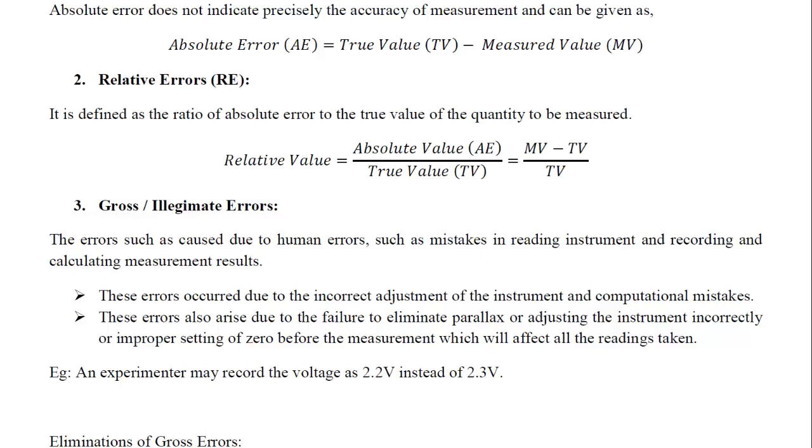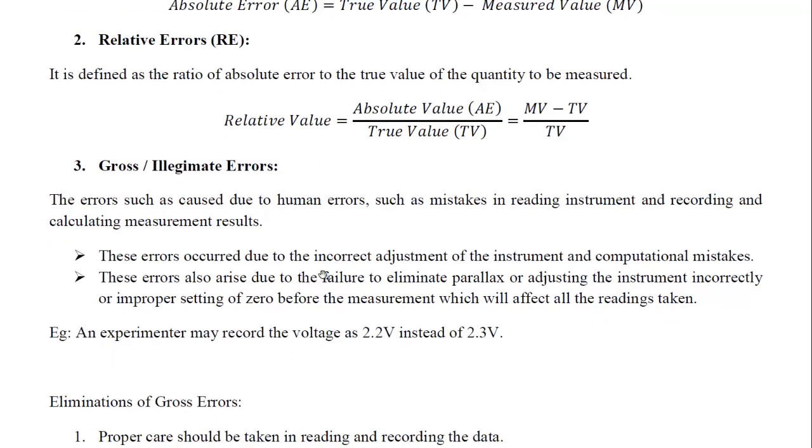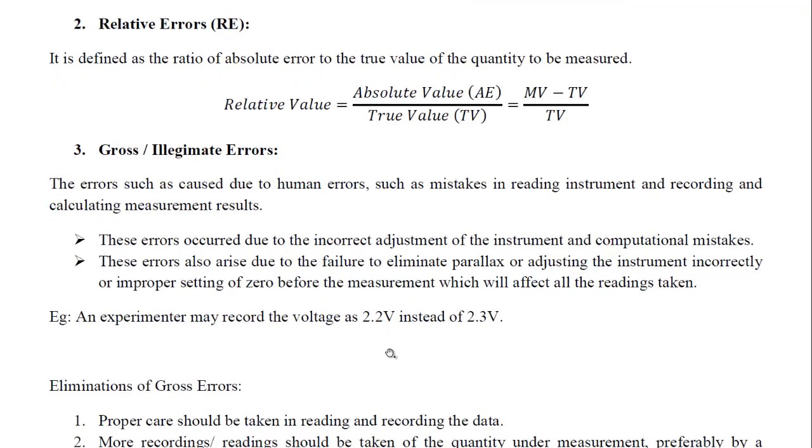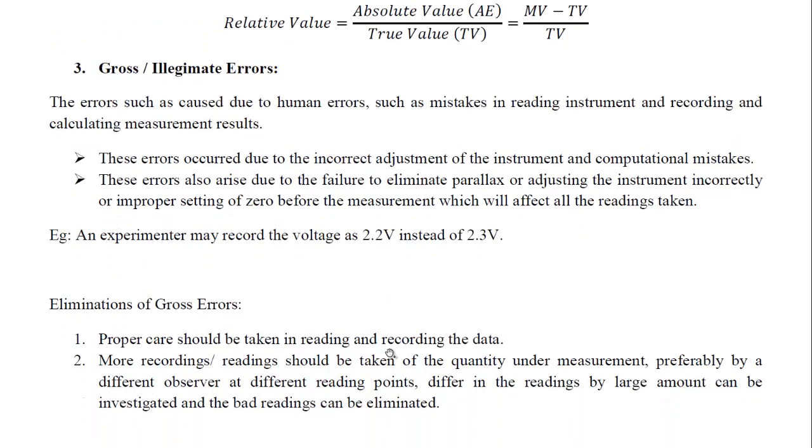There might be some errors, and these errors happen due to human negligence. One more error of this type can be improper setting of the initial condition, that is zero, before measurement. For example, when an experimenter is measuring a particular voltage, instead of 2.2 he might read 2.3. So these are nothing but gross errors.